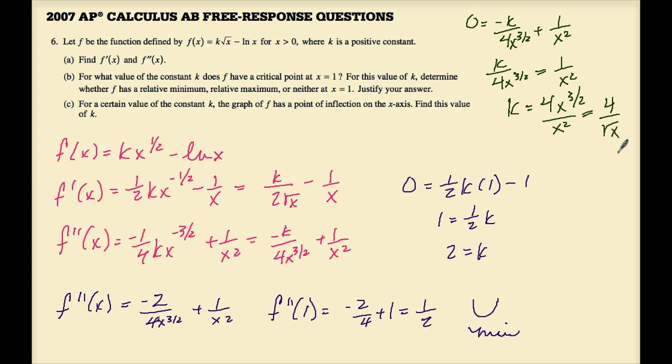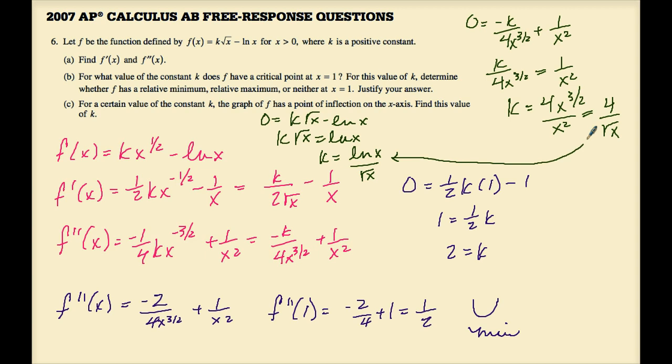x. Also, if the point of inflection is on the x-axis, that's going to be at the point where f of x equals 0. Let's use that information also to solve for k. 0 is equal to k square root of x minus natural log of x, which means k square root of x is equal to natural log of x, and k is equal to natural log of x over square root of x. Now let's let this expression equal that expression in order to solve for x.